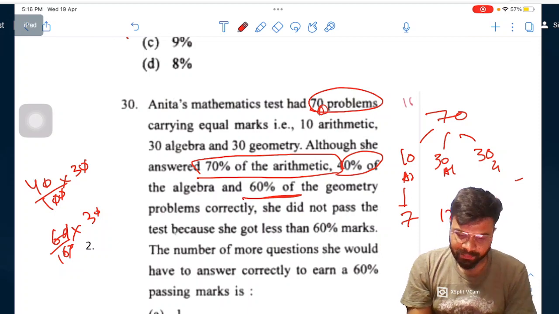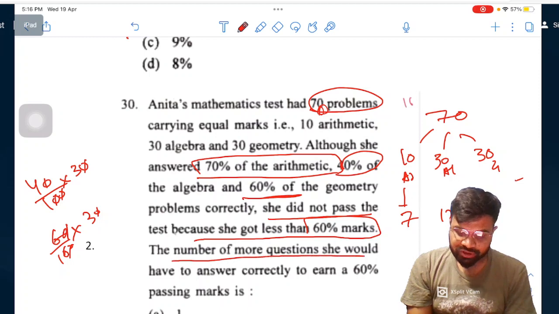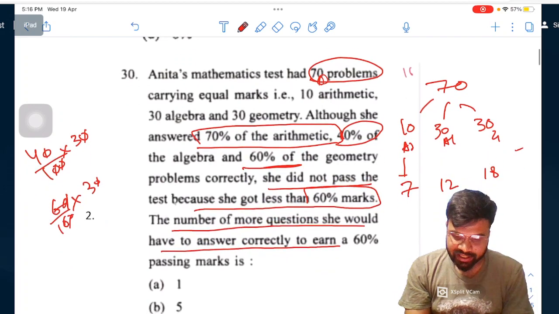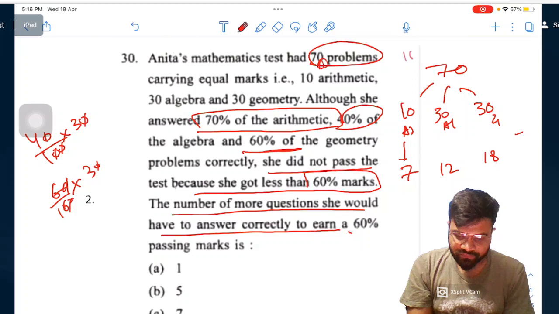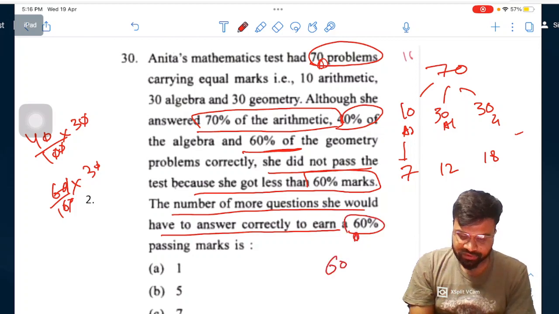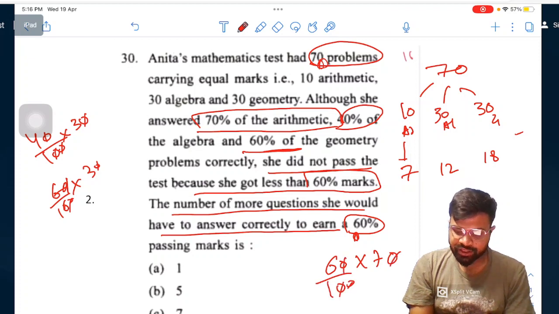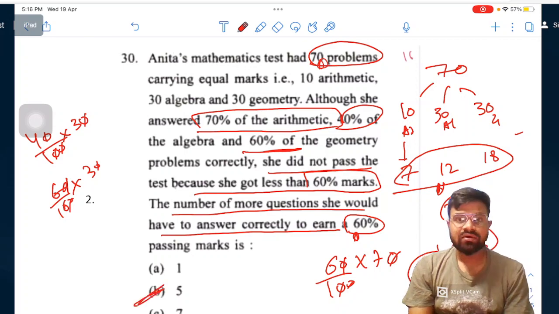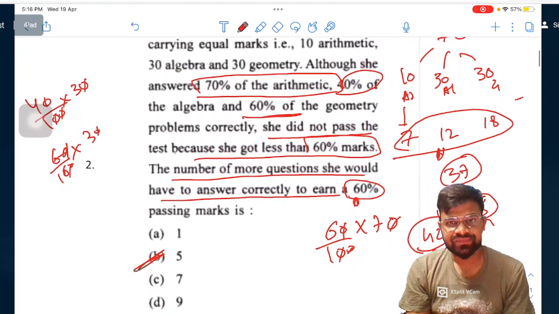Now, she did not pass the test because she got less than 60% marks. The number of questions more she would have to answer correctly to earn 60% marks is? Now see, 60% of 70 is 60 by 100 into 70, that is 42. And how many questions did she do correctly? 18 plus 12 plus 7, that is 37. So she is short of 5 questions. Simple question.